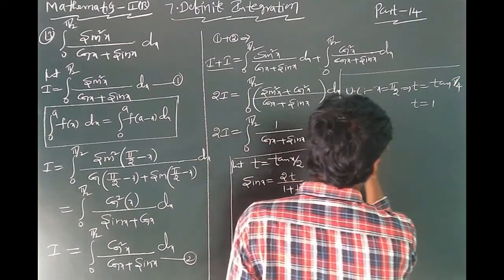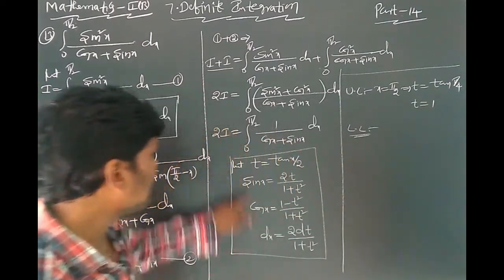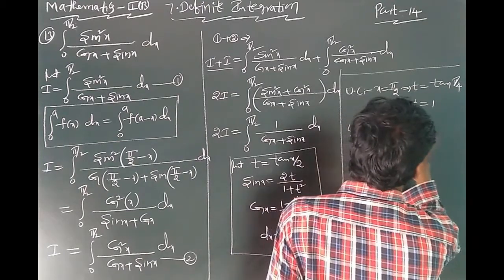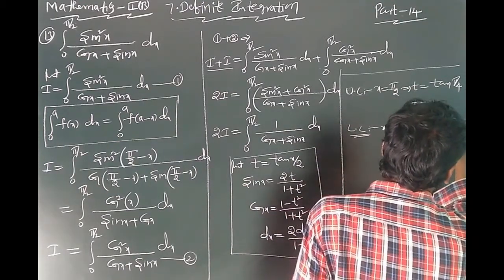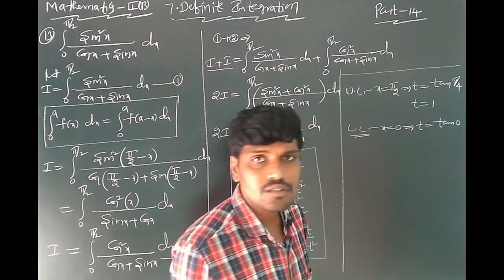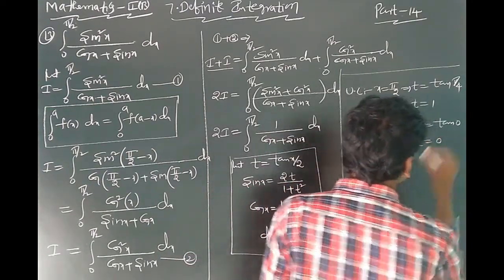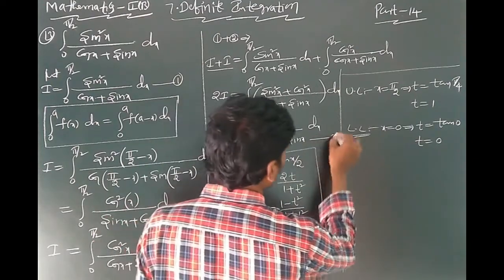After that, you have to take the lower limit. What is the lower limit? The lower limit is 0, so the x value is 0. Then the t value is tan(0/2). 0 by 2 is nothing but 0, and tan 0 is 0. So the t value is 0. Suppose we call this equation 3.